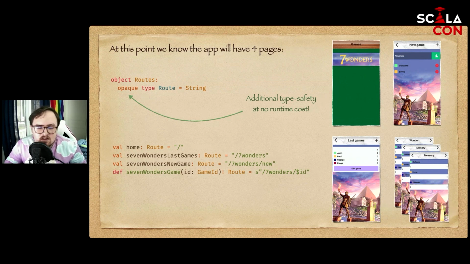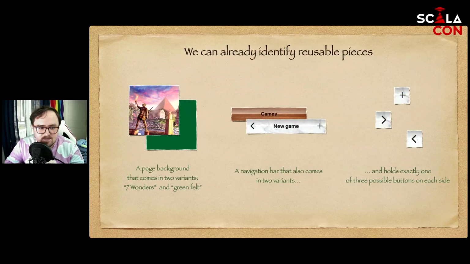So we have identified a few pages. Then we can also identify reusable pieces. So we know that this app will have a page background that comes in 2 variants, the 7 Wonders variant and the green felt variant, and a navbar that also comes in 2 variants, and this navbar can also hold exactly one of 3 possible buttons on each side. So wait a minute. I'm sure this is starting to feel a little familiar to some of you.